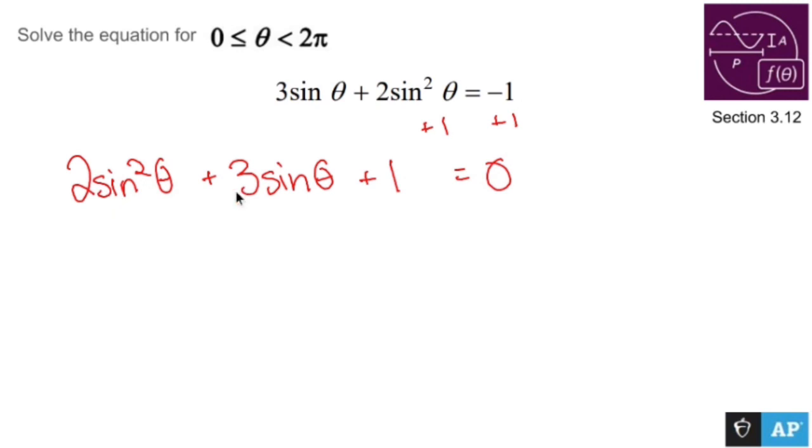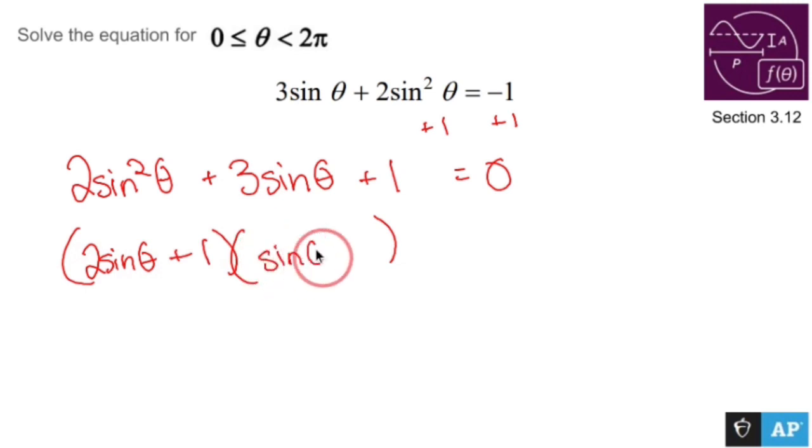Now, make believe that sine is a. So I have 2a squared plus 3a plus 1. And if you're thinking, oh, that's something I can factor, you're thinking the right thoughts. But a is sine, so I have to treat it as such. So that factors out to 2 sine theta plus 1 times sine theta plus 1. And if you FOIL that out, you'll realize that I'm right. Trust me on this one.